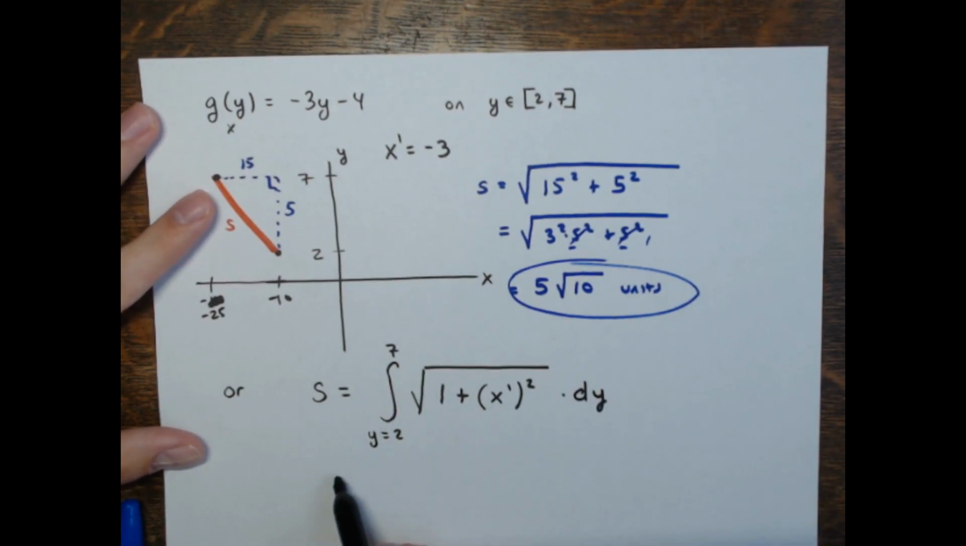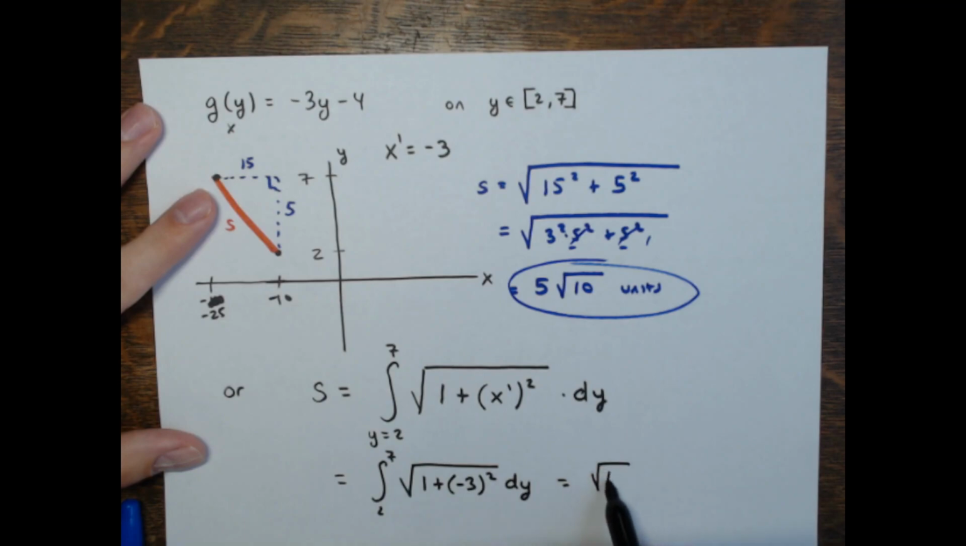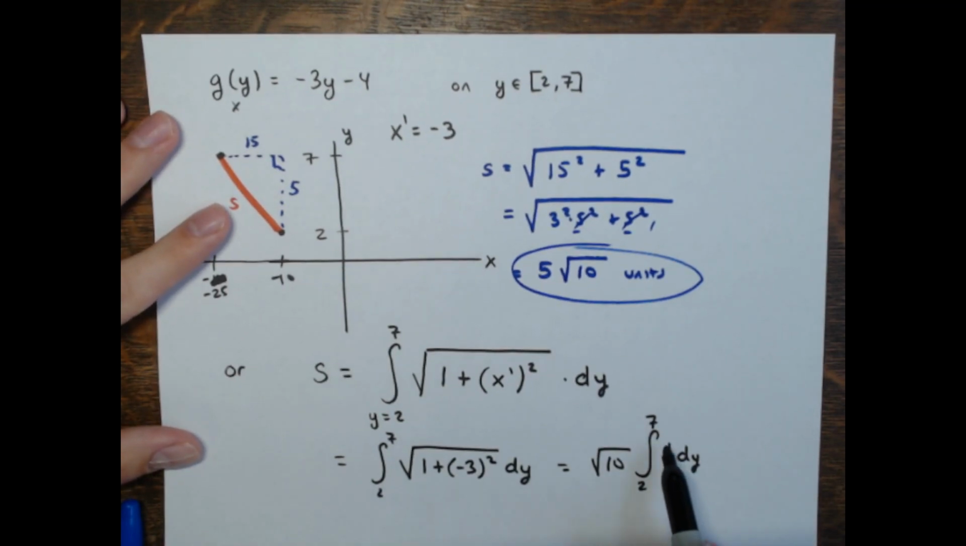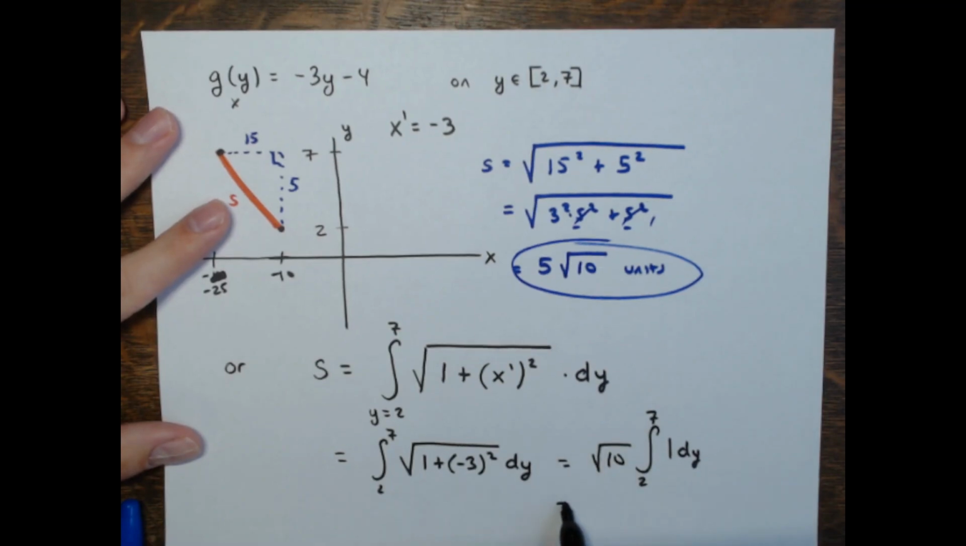So I plug in negative 3 here. That'll go from 2 to 7. The square root of 1 plus negative 3 squared. And this is just the square root of 10, right? So this would be the square root of 10 times the integral from 2 to 7 of just 1 dy, right? Pulling the square root of 10 out. And this is just 5, right? This would be y, and then you plug in 7, plug in 2, subtract, right? This is 5 times the square root of 10.